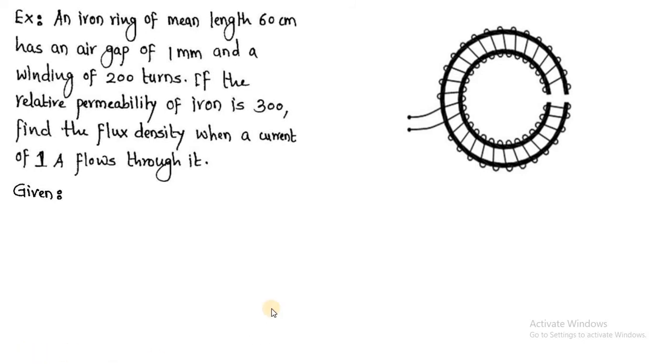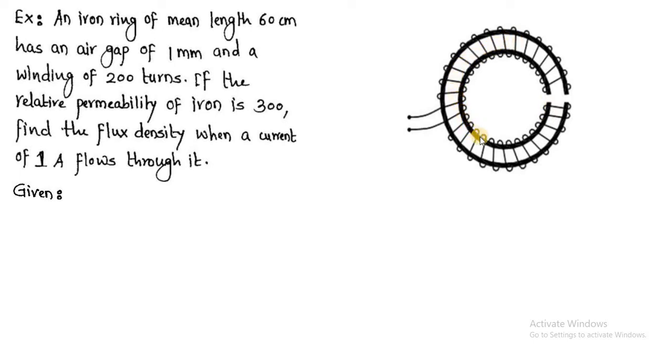It is having the mean length of 60 cm. The mean length means the complete circumference of the mean diameter of that ring. Mean diameter means the center line. So the center line length of that particular ring is 60 cm, and that 60 cm ring length includes the 1 mm air gap.